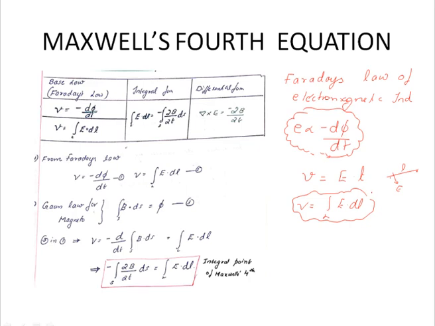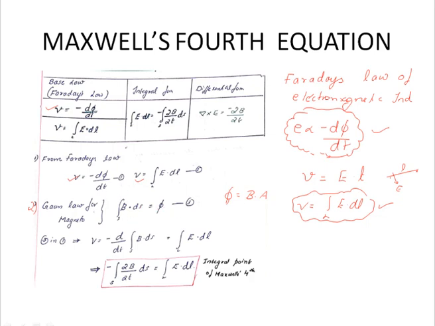These two equations are the base equations for Maxwell's fourth equation. So V is equal to minus d phi by dt, as well as V equal to line integral of E dot dl. That is the first step of Faraday's law we have written. Also we have written the second equation of voltage. Then let's go to the second equation, that is Gauss law for magnetism, which we have already studied. What is flux phi? Flux phi is equal to flux density into area, which can be written as surface integral of B dot ds.